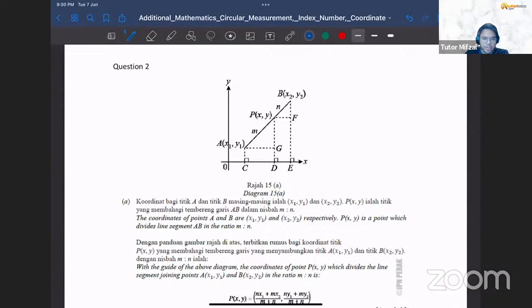So what the question wants here, the coordinates of points A and B, is a point which divides in. So lah, that's the full question. Hold on. If that is the full question, then let me see. For some reason, I feel like the question belum habis lagi.